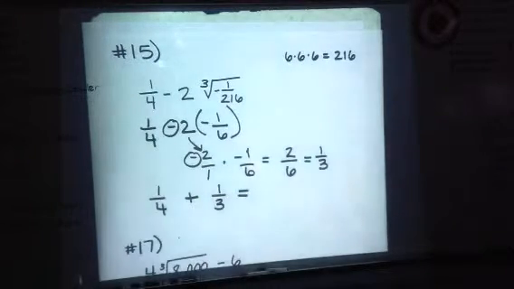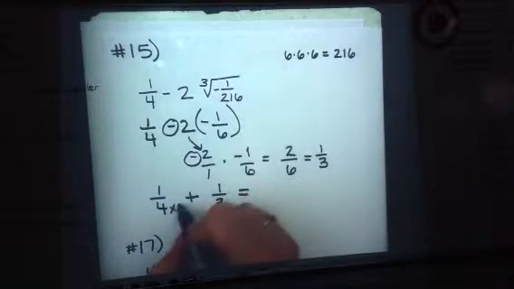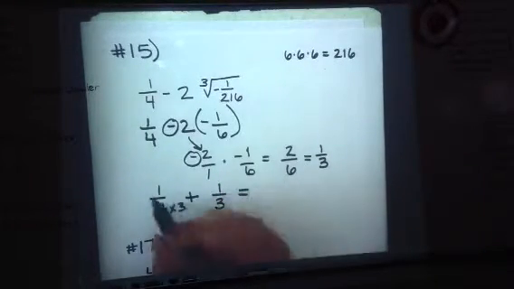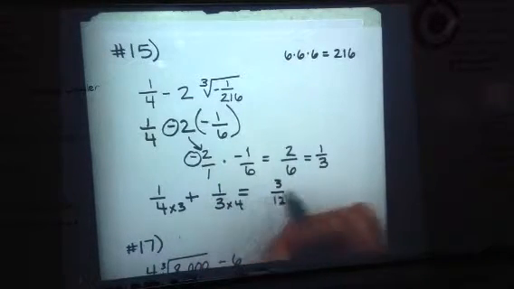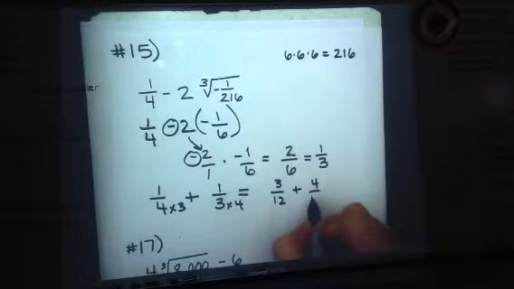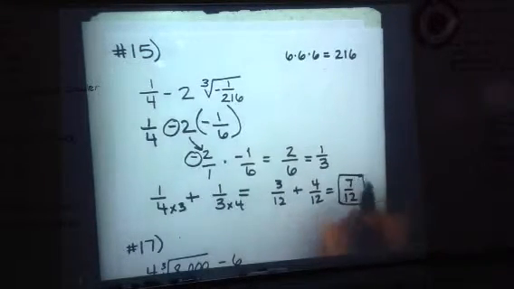Now in order to add fractions, I need to make sure I have a common denominator. So looking at this one, I know my common denominator is going to be 12. Okay, so now this is going to equal 3/12 plus 4/12. And that's going to give me 7/12, which would be my final answer.